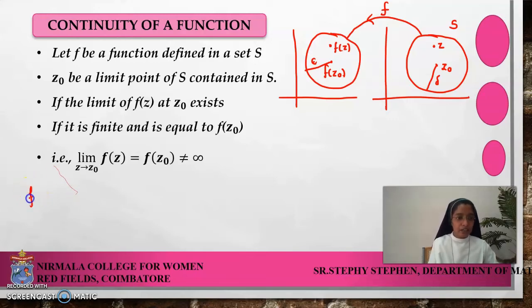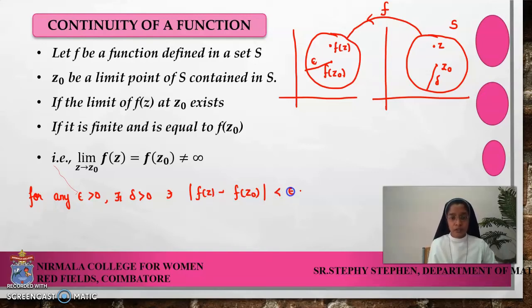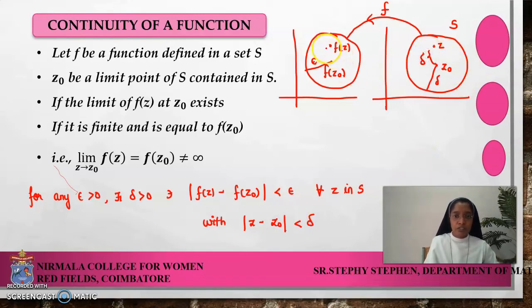Or in other terms, I can say that for any epsilon greater than 0, there exists a delta greater than 0 such that modulus of f of z minus f of z0 is less than epsilon for all values z in S which satisfy the condition modulus of z minus z0 is less than delta. So when the modulus of the difference between z and z0 is less than delta, if we are able to find the modulus of the difference between f of z and f of z0 to be less than epsilon, in that case we say that the function f, which we have defined on S, is continuous. And since we have considered z0 as a limit point here, we say that the function is continuous at z0.